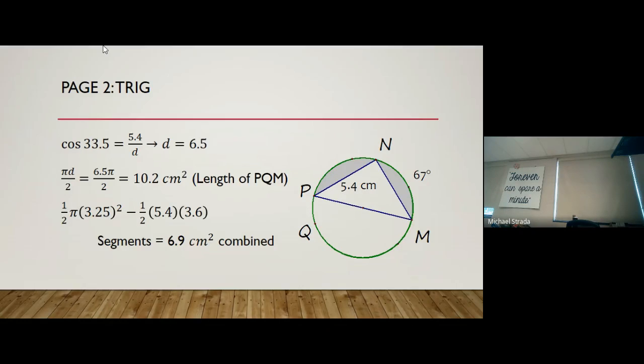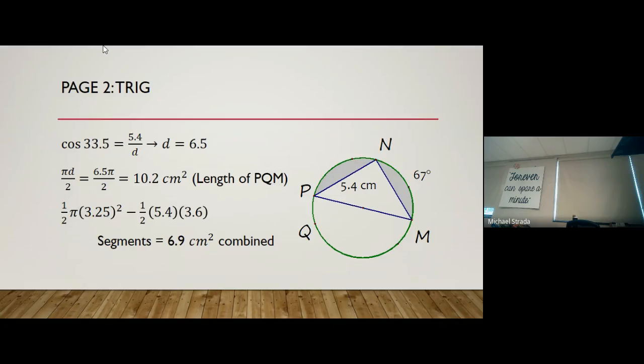An angle inscribed by a semicircle must be a right angle. That's 67, and the inscribed angle is half of it. That's where the 33.5 comes from. So the cosine of 33.5 is the adjacent, which is 5.4, over the hypotenuse, which is your diameter. If your diameter is 6.5, your radius is 3.25.